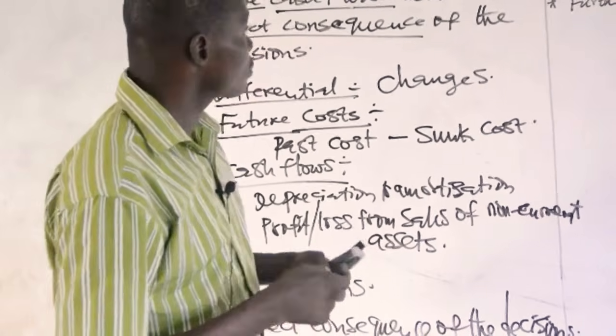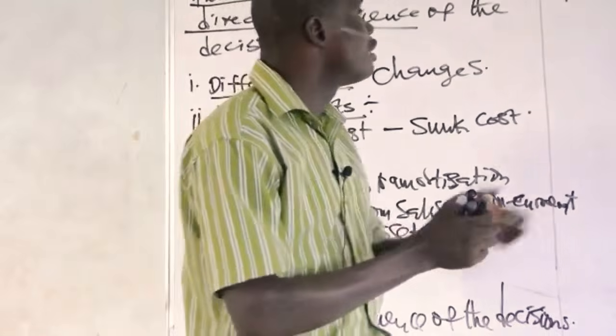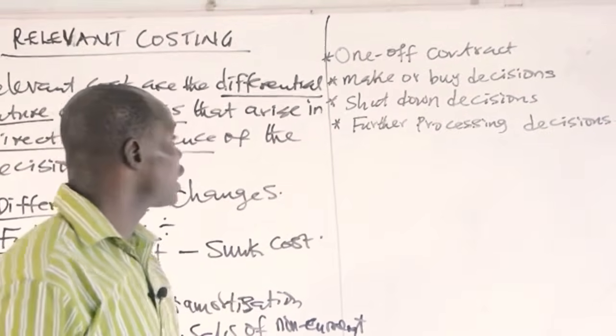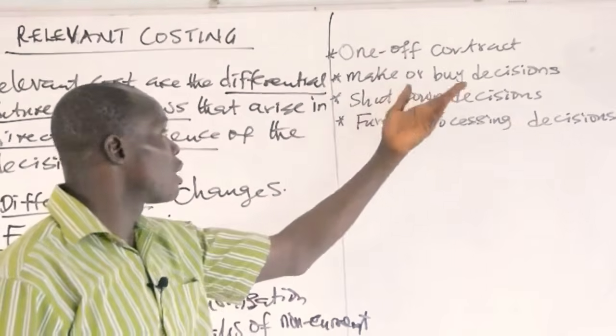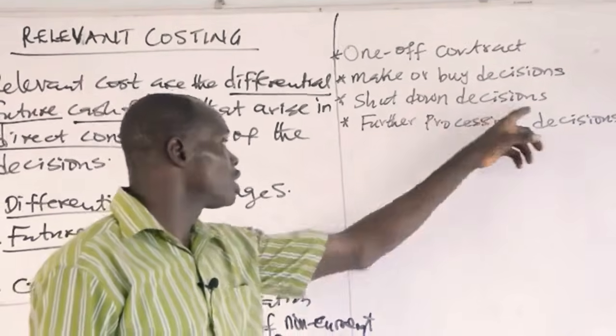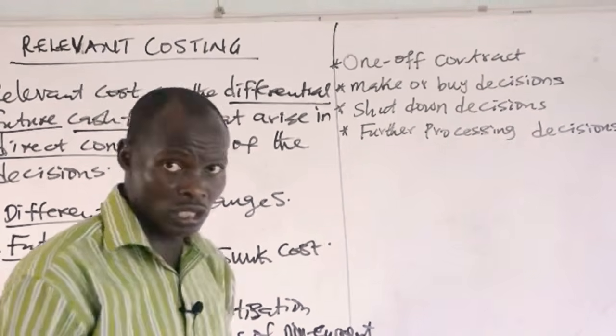In this aspect, we are going to cover one-off contracts. Then we will cover make or buy decisions, shut down decisions, and further processing decisions.